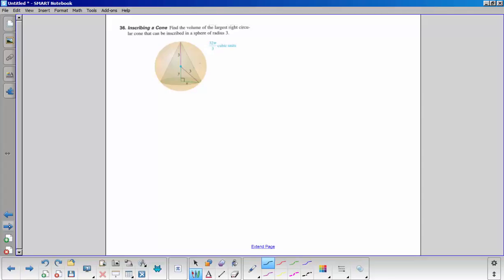I've given you a good clue. Here we go. Part A you can certainly do. Inscribing a cone. Find the volume of the largest right circular cone that can be inscribed in the sphere of radius 3. So the volume of a cone is what? Pi over 3 r squared h. I have way too many variables here. Is there any way I can relate?